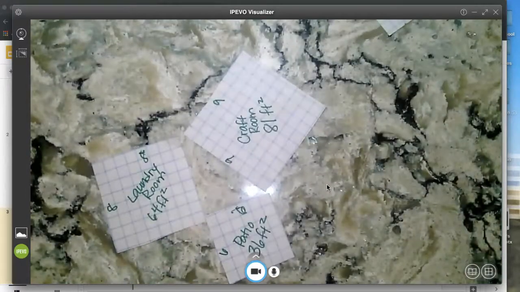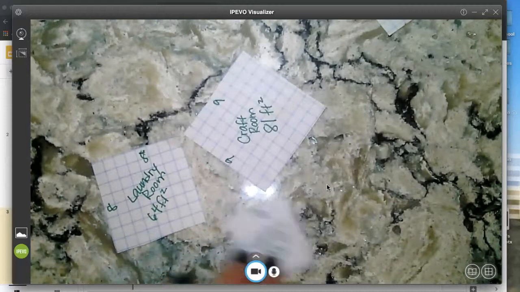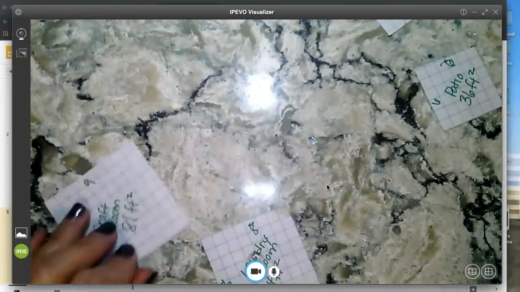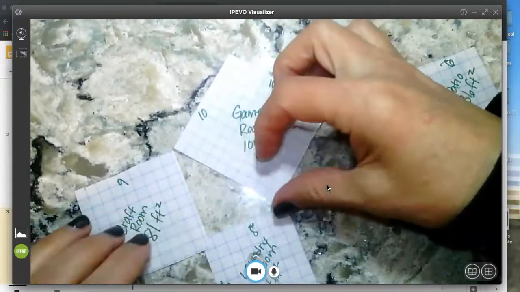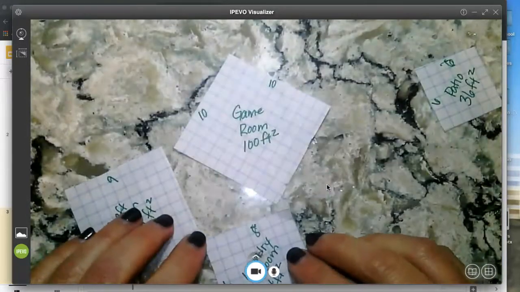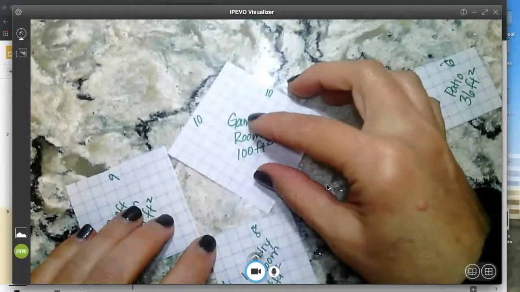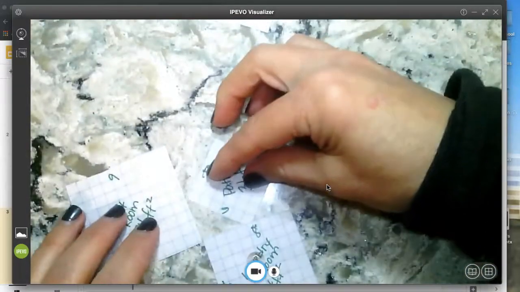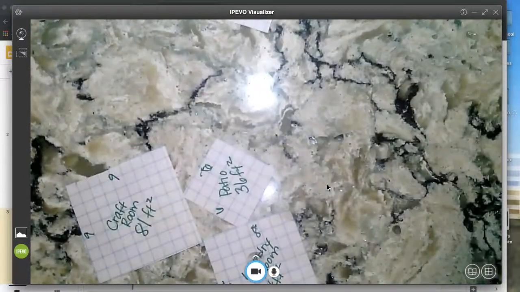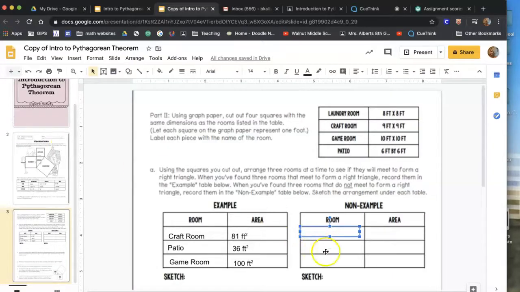When we first started, what did we use? We used the laundry room and the craft room and the game room. But I don't think they work. It doesn't work. So then that would be something, or I think we tried this. That doesn't work either. Okay, so either one of those would be in your non-example. So you can put that back here. So go over to your non-example.